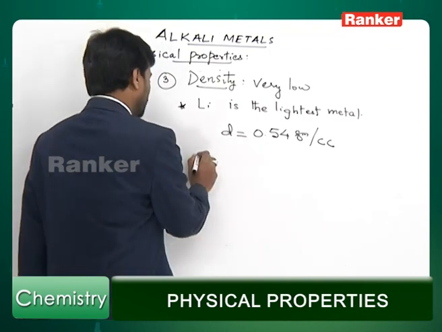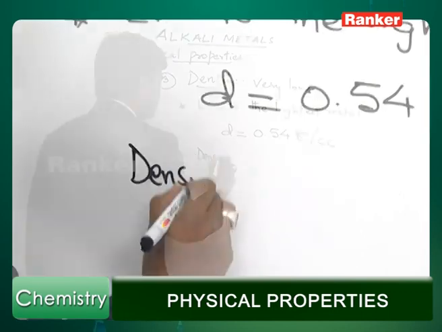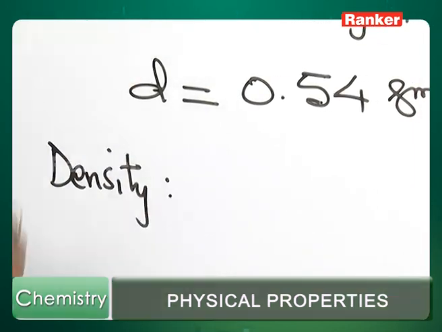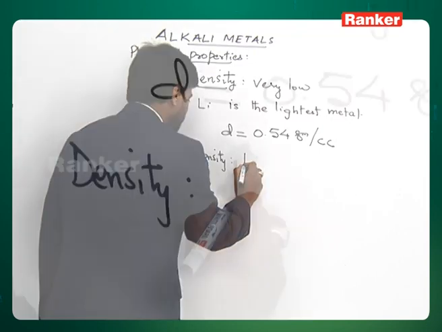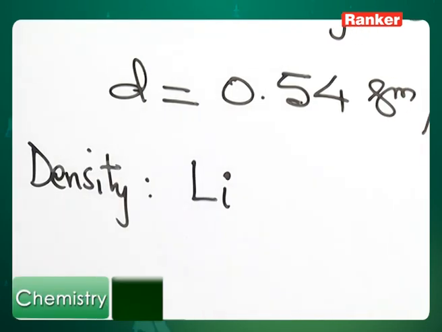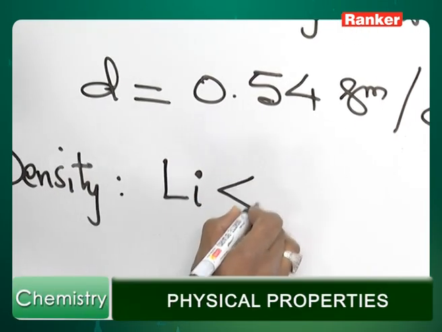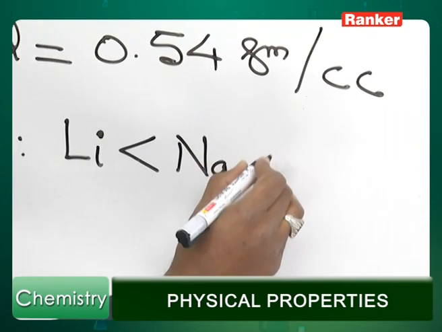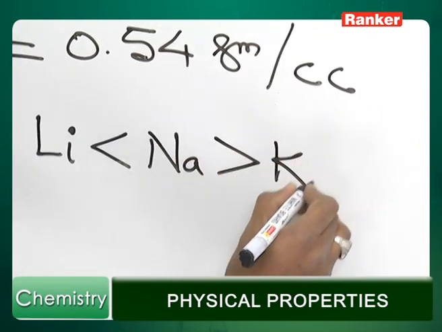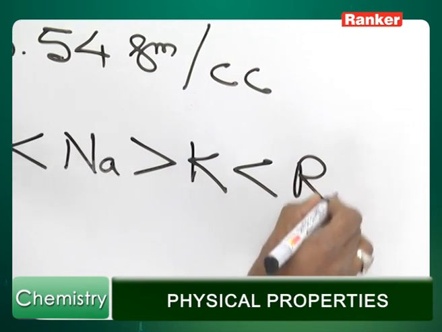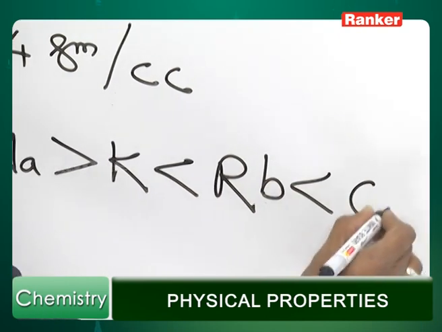Now, let us look at the order of densities of these elements. As I told you, lithium has the least value. So, lithium is less than sodium. Sodium is greater than potassium. Potassium is less than rubidium, and then comes cesium.